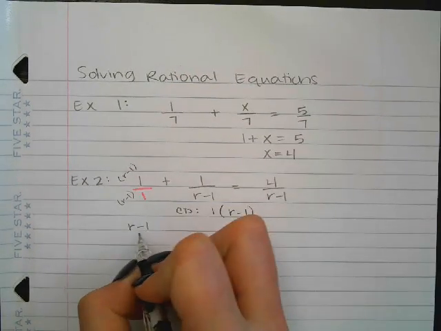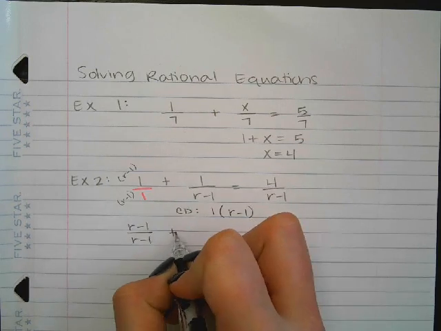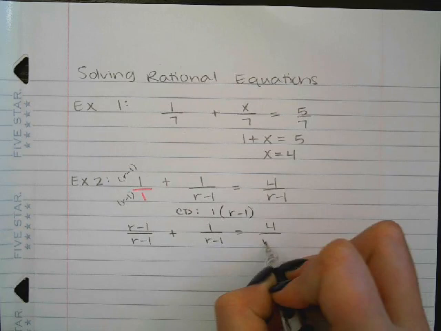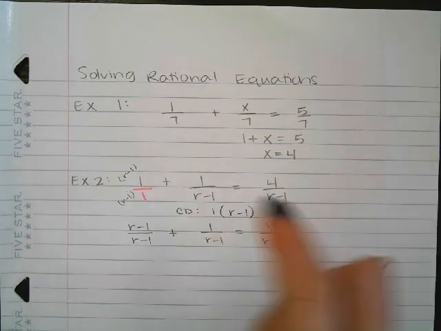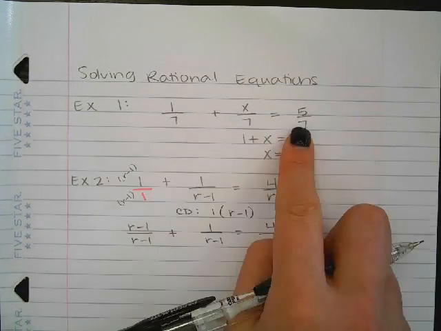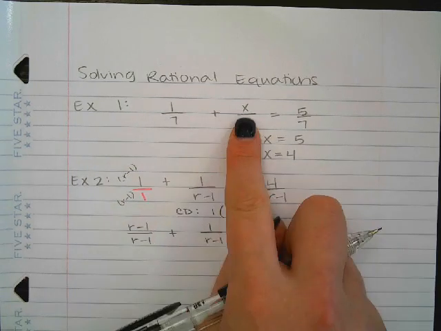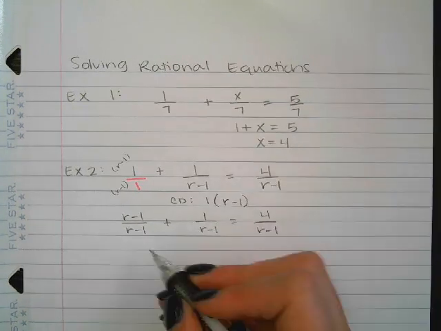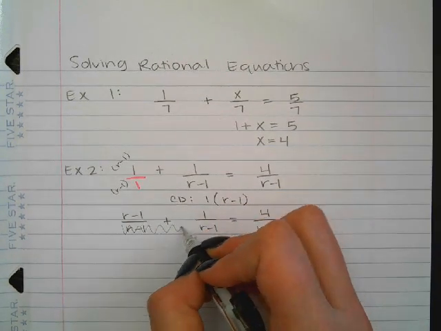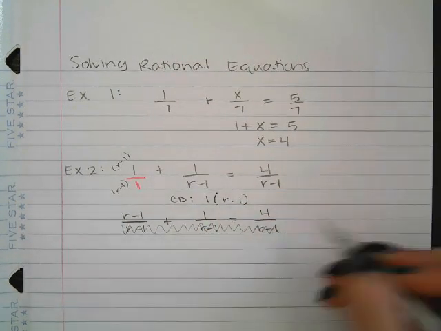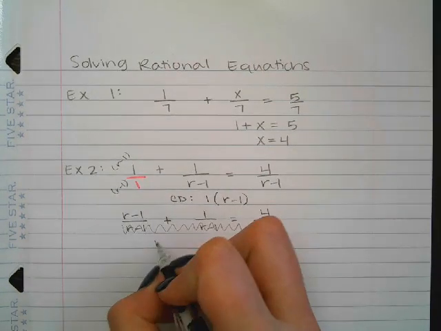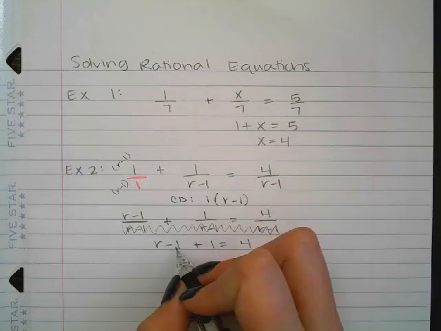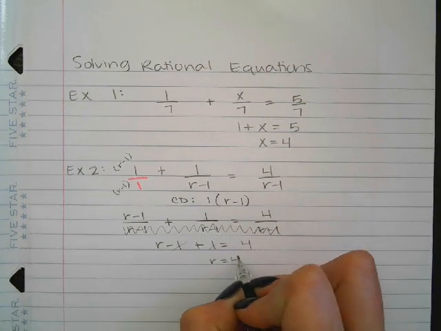So I have r minus 1 over r minus 1 plus 1 over r minus 1 equals 4 over r minus 1. And at this point, we're kind of at the stage where we were right here, where we said, okay, 1/7 plus something over 7 equals 5, it must be 4. So here we can say, all right, I have the same denominator for all of these, so I can get rid of the denominator. I can just write a simple equation for that. r minus 1 plus 1 equals 4, and the ones cancel, and so r equals 4.